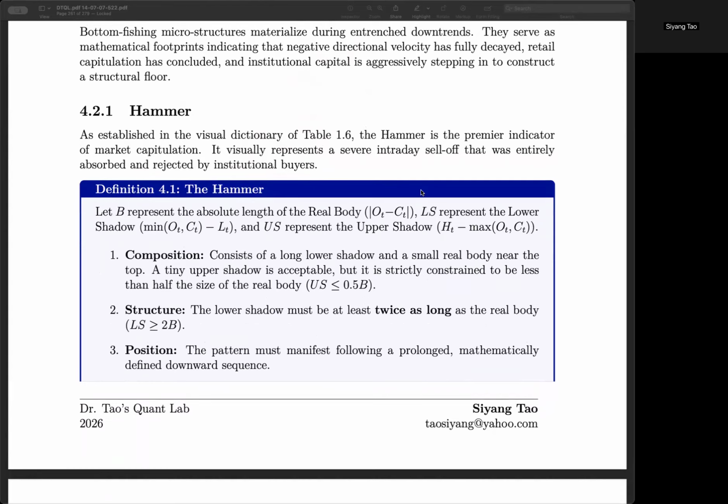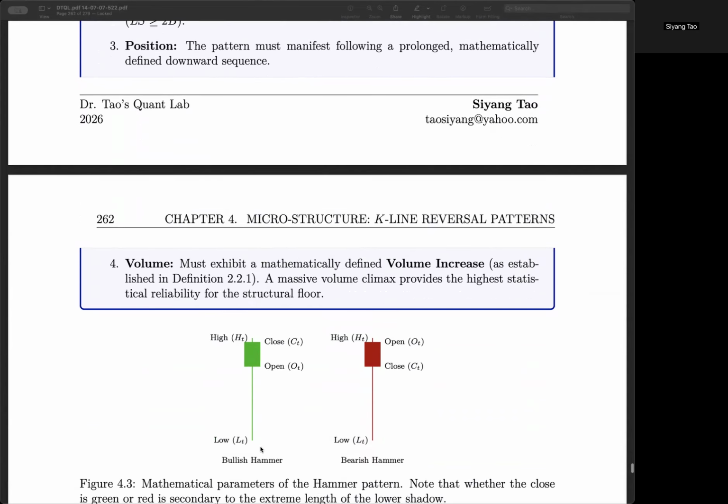In retail trading, people look for a candle that simply looks like a hammer. In quantitative trading, we use strict mathematical constraints. First, we look at the structure. Let B represent the absolute length of the real body. The lower shadow, or wick, must be incredibly long. It must be at least twice as long as the real body. Okay, it will look like this. So this length should be at least twice this length, or B.